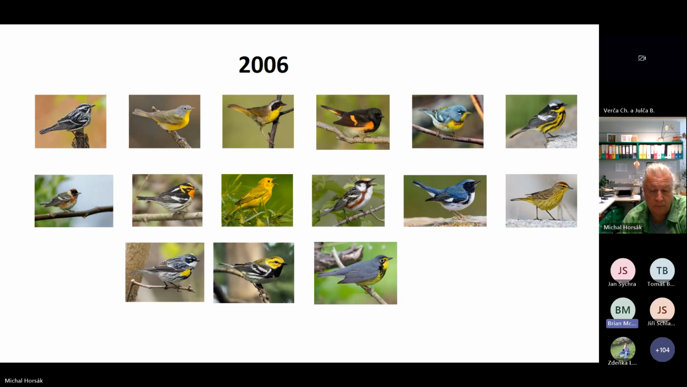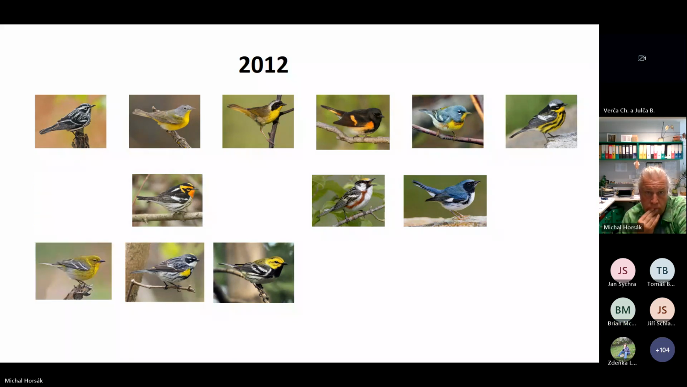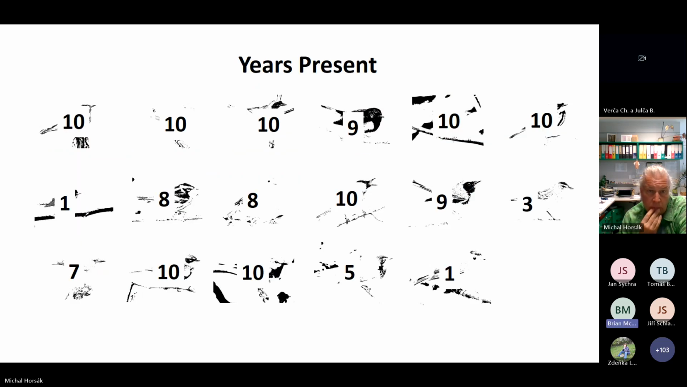So it depends on which year you're looking at. If we start in 2006, 2 of those species have dropped out. If we go ahead, 2012, we have a different set of species there. Go ahead. And if we summarize across a 10-year survey, some species are there all 10 years. One species is there only a single year, and for other species, there are different flickering ins and outs. Go ahead.